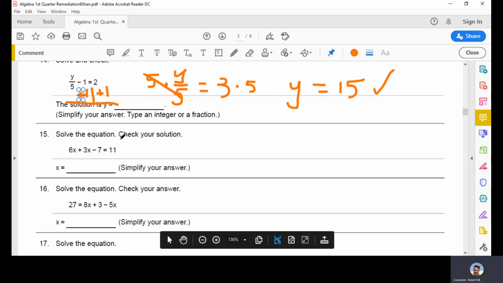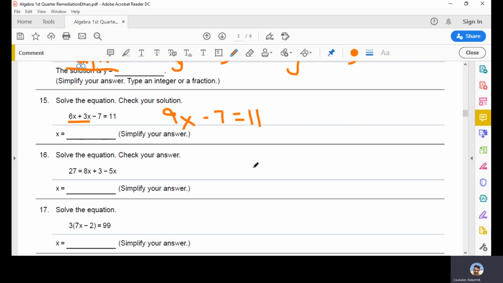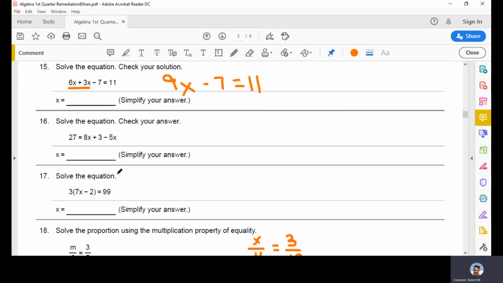15 is the same thing, only this time, look, you have to combine some like terms first. So you can rewrite this problem now. 3x plus 6x is a 9x. Minus 7 equals 11. Now it's an easy two-step equation. You can solve for x. Same thing for 16, but now the variables are on the other side. It doesn't change. Doesn't change your answer.